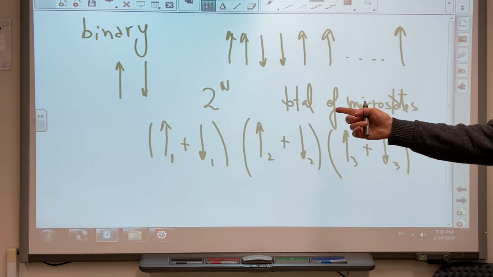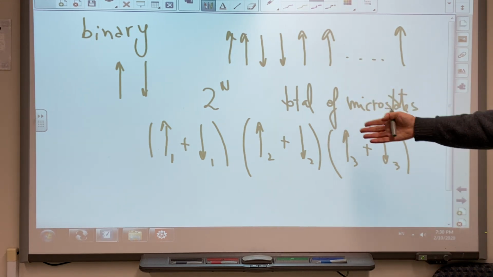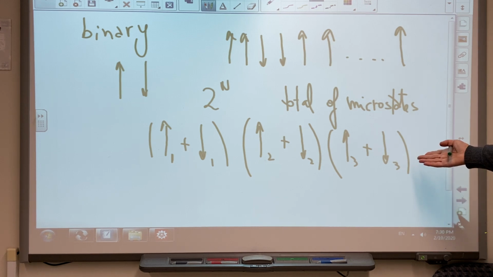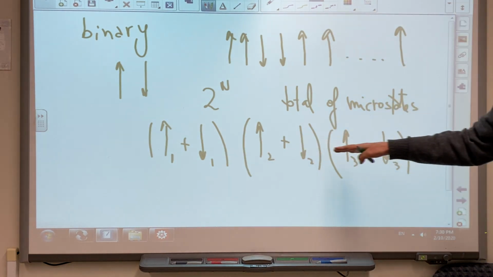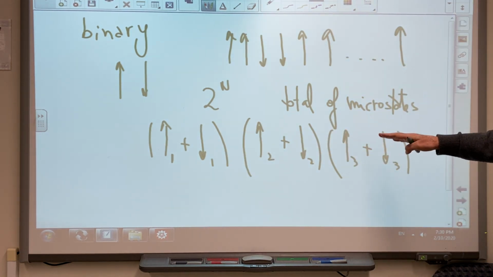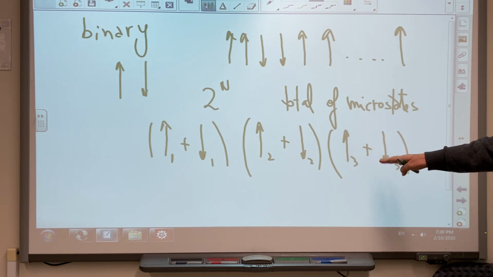Among them, in this case, will be plus, plus, plus, plus, plus, minus. Obviously, you can see that there are 2 to the 3, or 8, in this case, but in general you can have them. So this is what I have in my mind. This is a description of all the possible microscopic states in which my system can be.